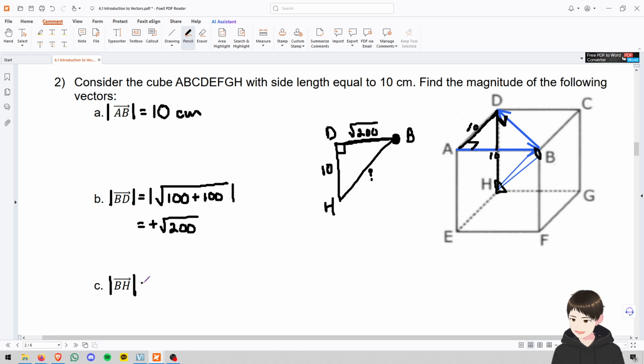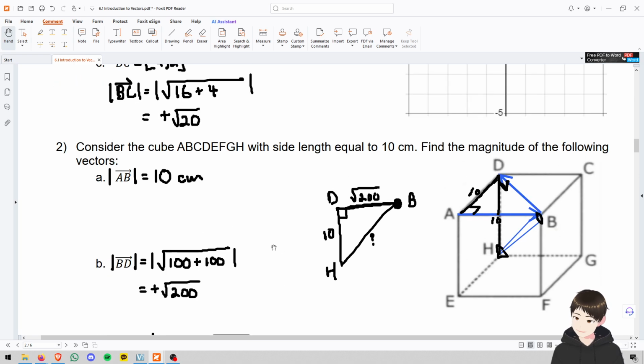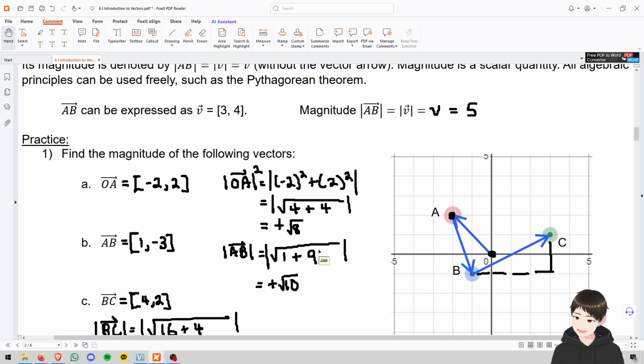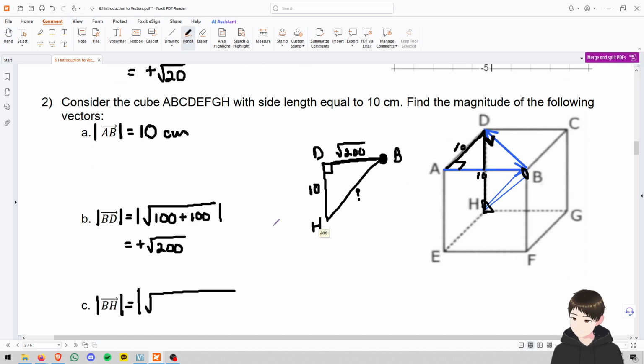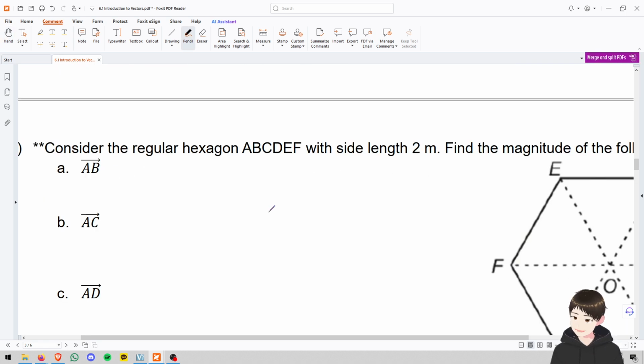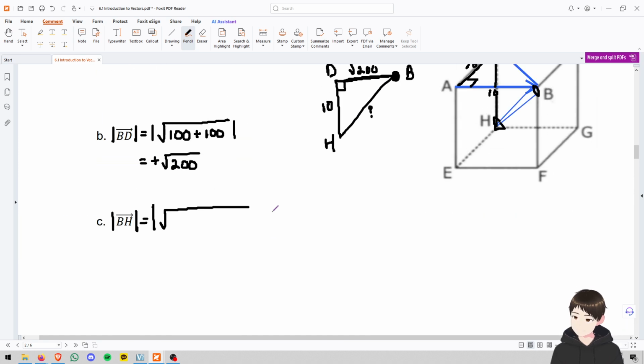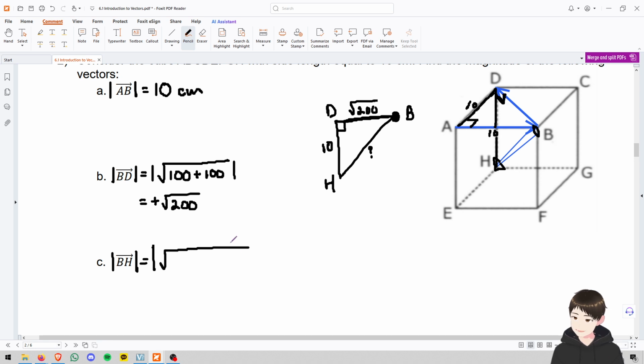So as you can see, I am actually applying regular standard algebraic principles that we have learned a long time ago. So we've got the square of BD, which is 200, plus the square of 10, which is 100. So the Pythagorean theorem says BH, the magnitude of BH is positive square root 300. And there it is.